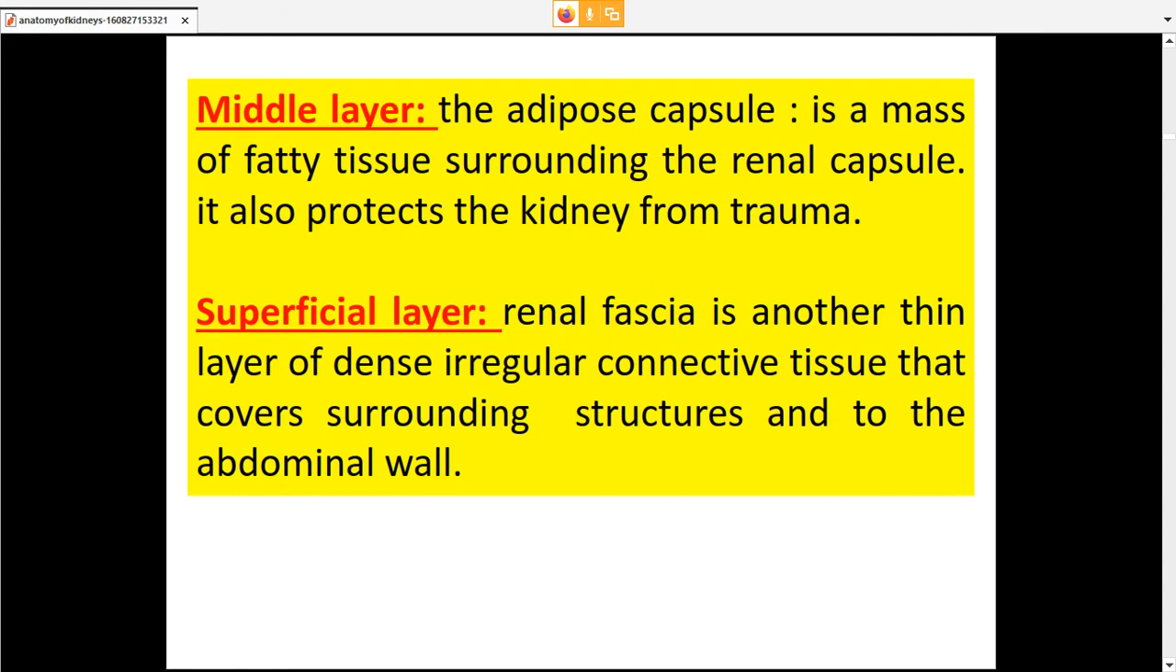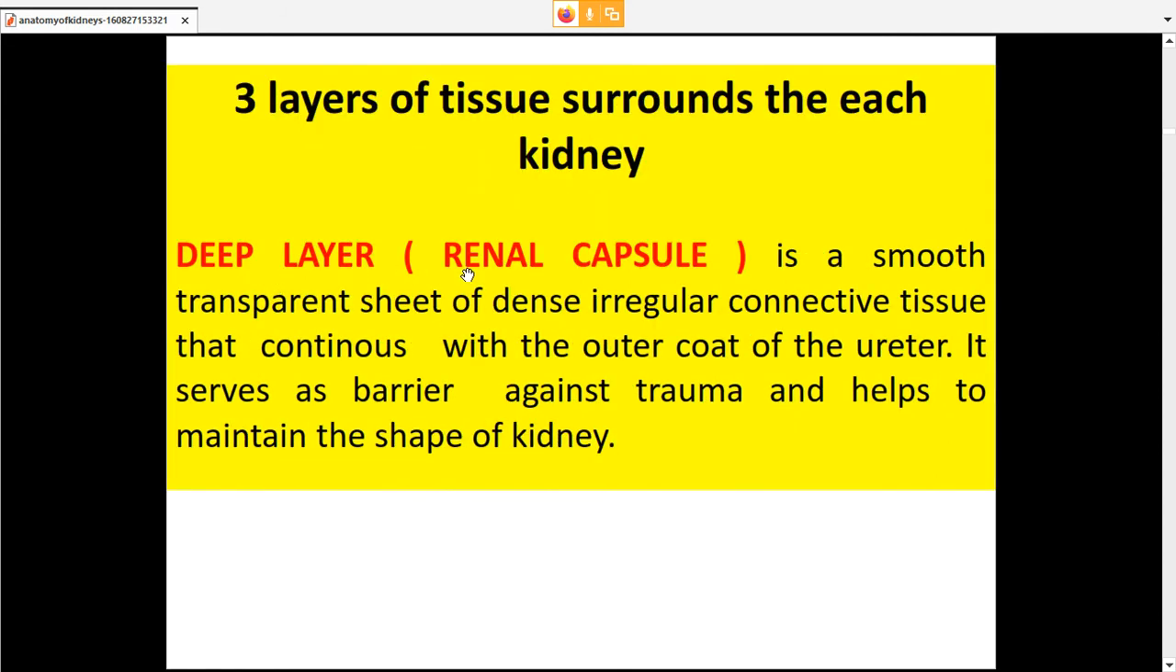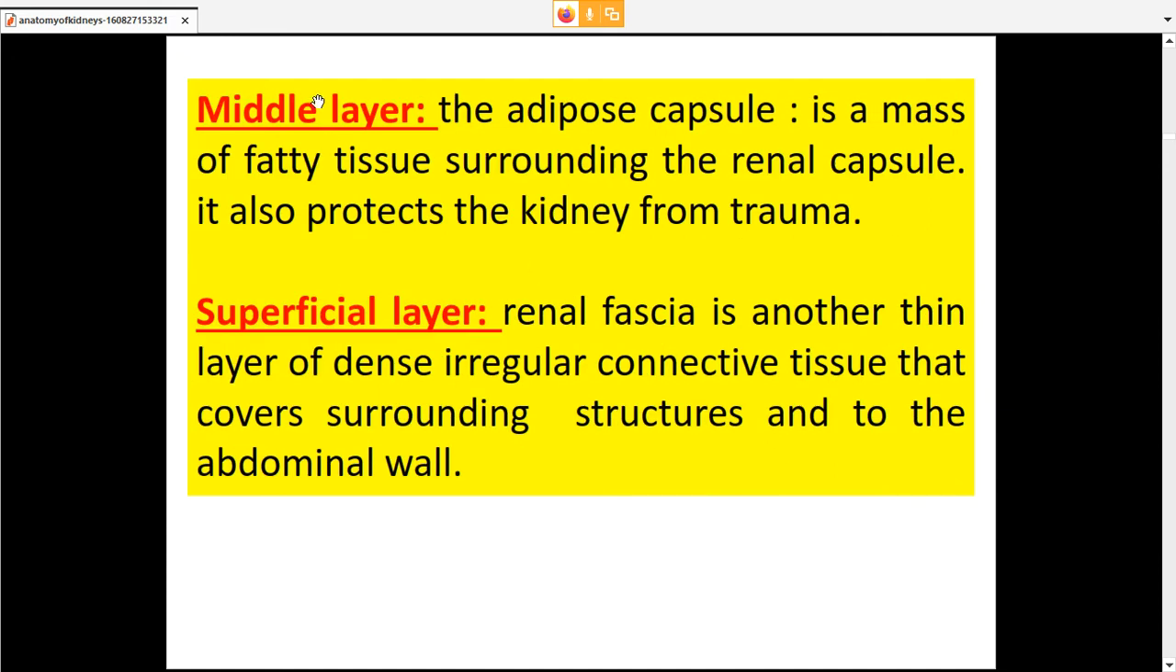Four layers you remember. Deep layer is called renal capsule. Then middle layer is called perirenal fat. Then outside the renal fat, we can identify the superficial layer. It is also called renal fascia. Outside the renal fascia, we can also identify the fat called pararenal fat.